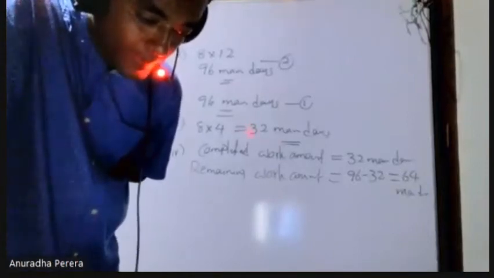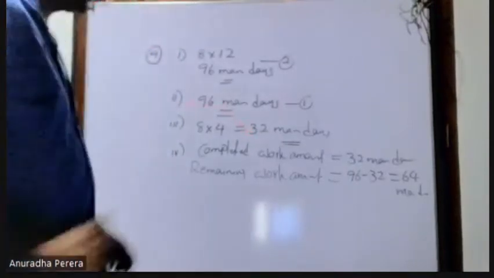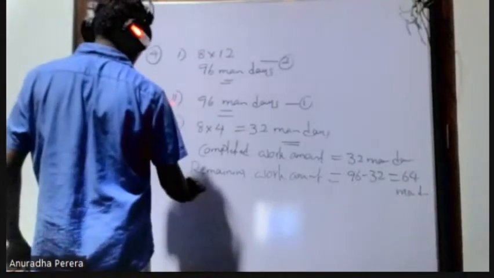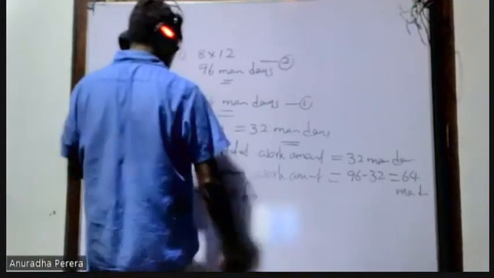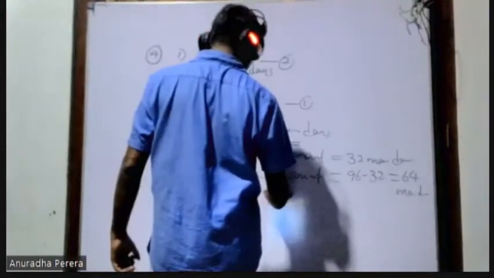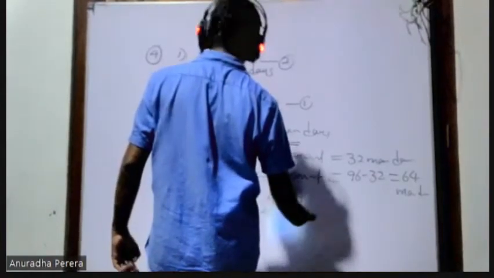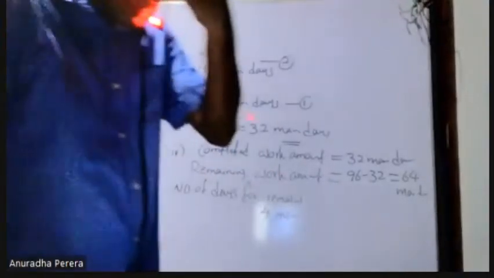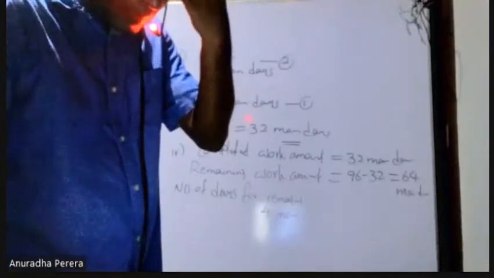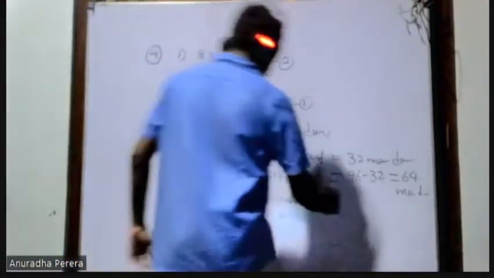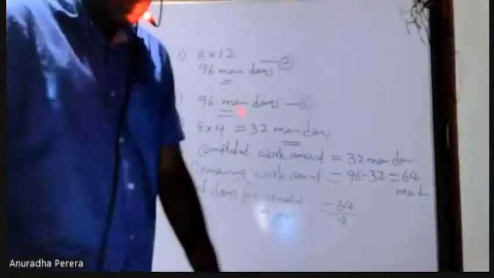The question is, how many more days are needed for the remaining men to complete the task, the number of days. Remaining 4 men. Then divide this 64 by 4. Yes, it is 16 days.